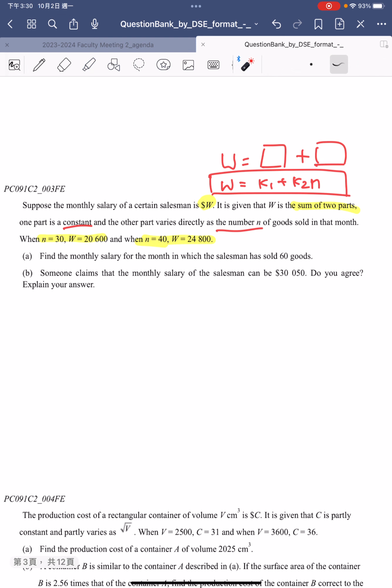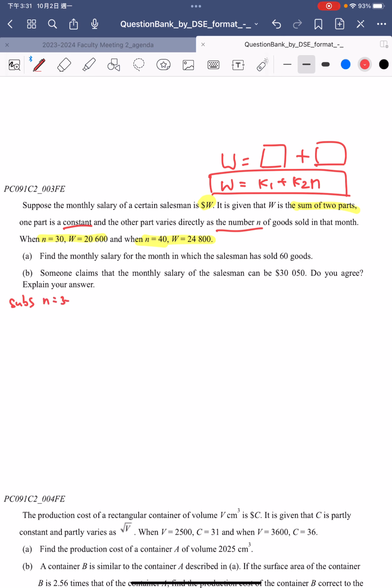Again, it's similar to the first two questions. We need to substitute these conditions into our equation to get the values of k1 and k2. After we find the values of k1 and k2, we get a relationship between W and n so that we can calculate the rest. So first of all, we need to substitute.